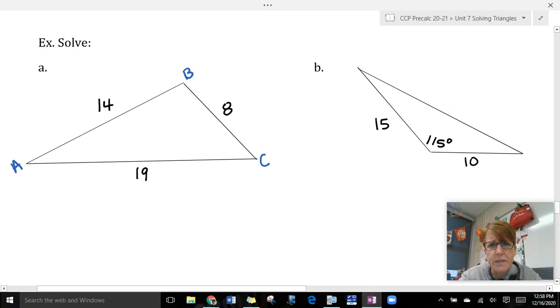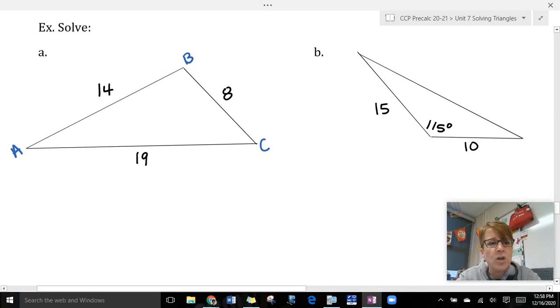We're just going to solve the first one here, just so you can see how it works. So when we go to solve, and I said this with right triangles, I want you to find the smallest piece of the triangle first, if you have a choice. Sometimes you don't have a choice, but if you have a choice, like on this triangle, I can pick any angle to solve for.